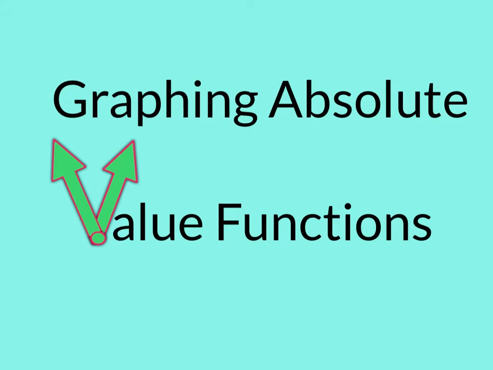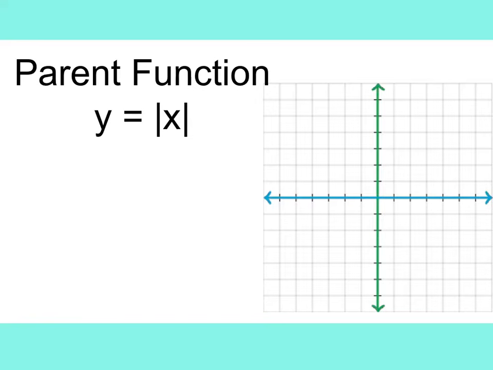Let's learn how to graph an absolute value function. If you look at my screen, you get a little hint of what they're going to look like. So the parent function is y equals the absolute value of x. So remember, your parent function is your most basic function. So let's make an xy table to get a sense of what it looks like.